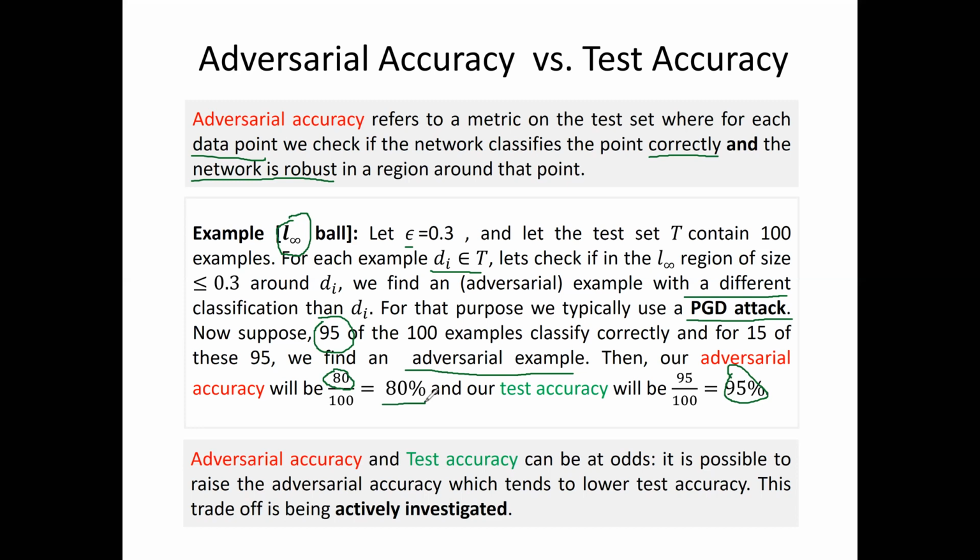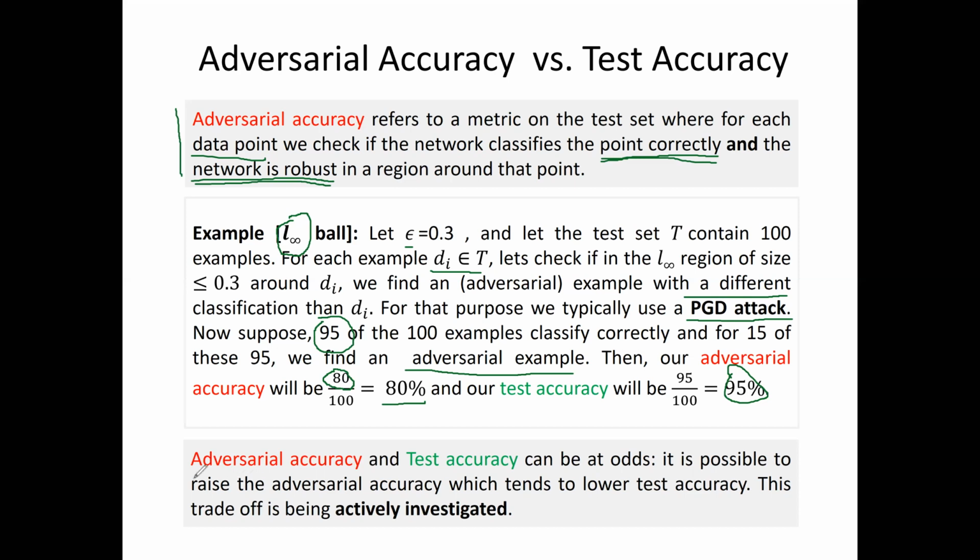Sometimes in certain papers, some people don't have the requirement that the network classifies the point correctly. They just care about robustness. But then you'd have the situation where you can make the network very robust by classifying everything to the wrong label, but it would be completely inaccurate. Anyway, this is the definition of adversarial accuracy that you most typically see in the literature.